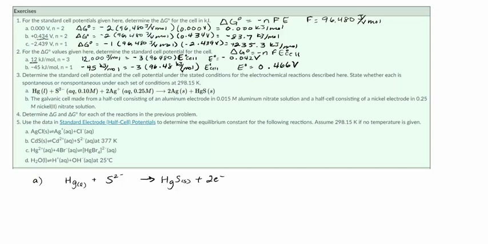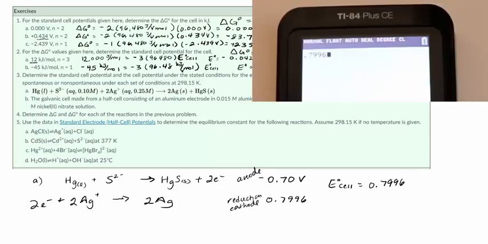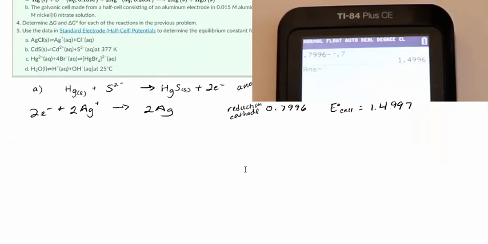And that has a standard reduction potential of negative 0.70 volts. And then for my other side, I have 2 silvers forming 2 silvers, 2 electrons, and that reduction potential is 0.7996. So the E naught of my cell, this is my reduction, therefore my cathode, and this is my anode. So the E naught of the cell is going to be 0.7996 minus a negative 0.70 to come across the E naught of the cell to be 1.497. Now, I'm aware that that's a few too many significant figures, so I'm not going to round until the end.